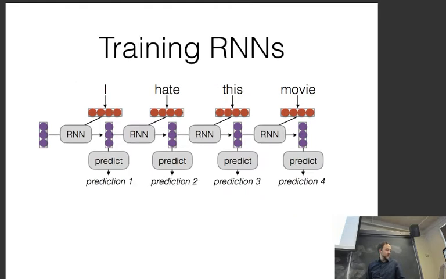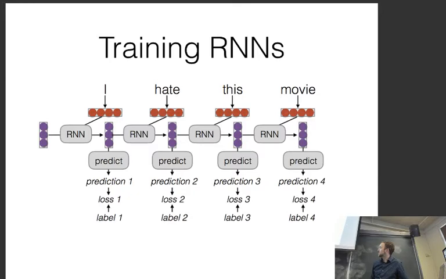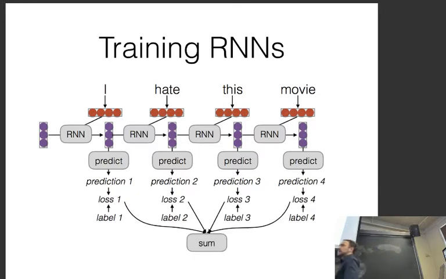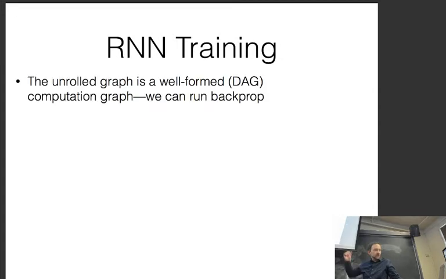Cool. So training RNNs, if we have something like this, the way it works is we have labels. We calculate the loss function for each of these labels, and then we sum these loss functions together. The sum is our total loss function. So now it's a big computation graph. It can be a variable size for each of our inputs, but it's still a regular computation graph in that it's a directed acyclic graph. We have a loss function at the very end, so we can calculate things like we did previously. And so, yeah, it's a well-formed DAG.